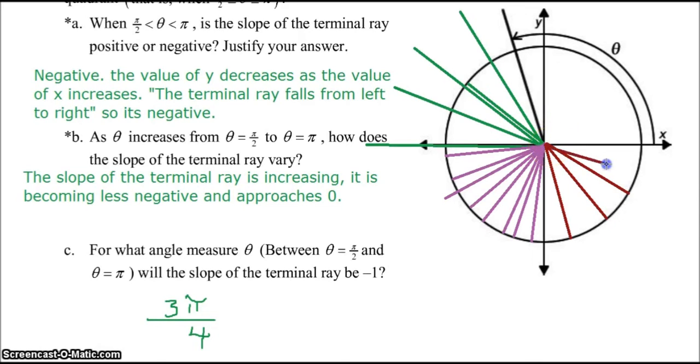And notice that as we move from 3 pi over 2 to 2 pi, they are negative slopes, but they become less and less negative, approaching 0. So they're increasing.